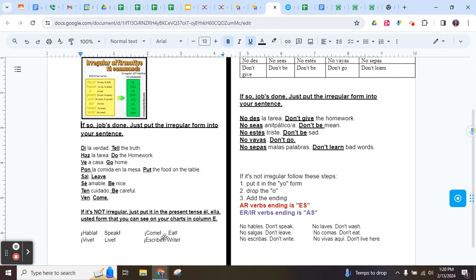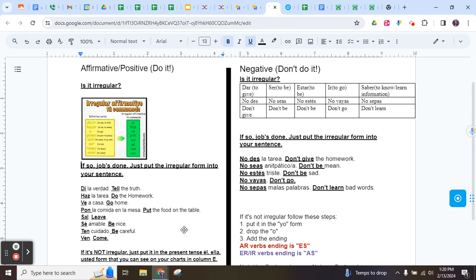And that makes the command telling someone, the tú form, telling you, informal, the person in front of me, what to do. So if I say habla, I'm telling you to speak. If I say vive, I'm telling you to live, right? Come, eat. Escribe, write. Okay, I'm telling you to do something.